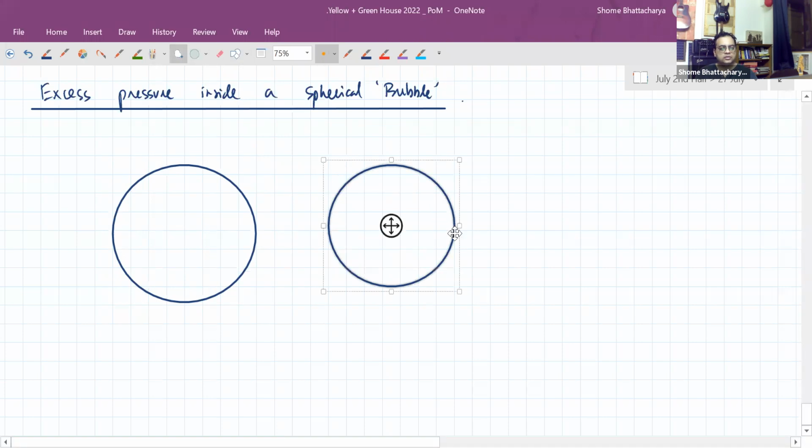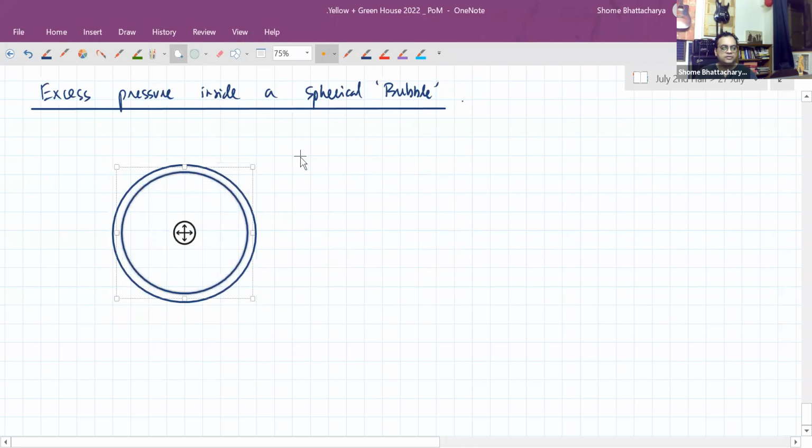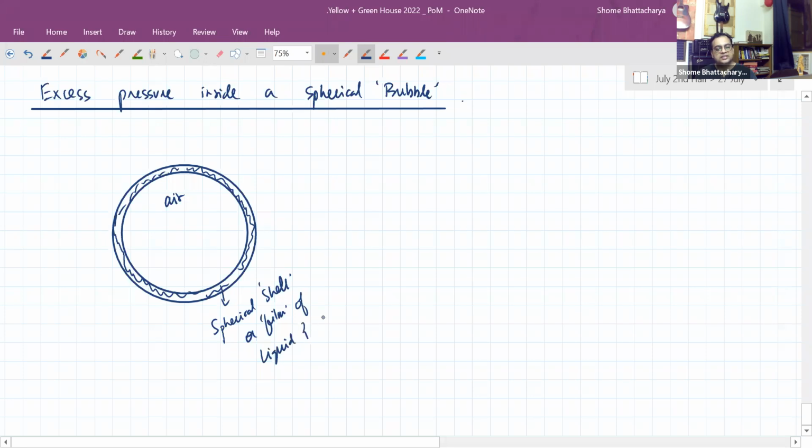So when you're talking about a spherical bubble, just visualize it like this, but much thinner than what I've drawn. This is just for diagram purpose. So you have like a thin shell of liquid, like a soap bubble, for example. It's got air inside, and like a spherical shell, okay, or film of liquid, and its surface tension is equal to, let's say, S again.